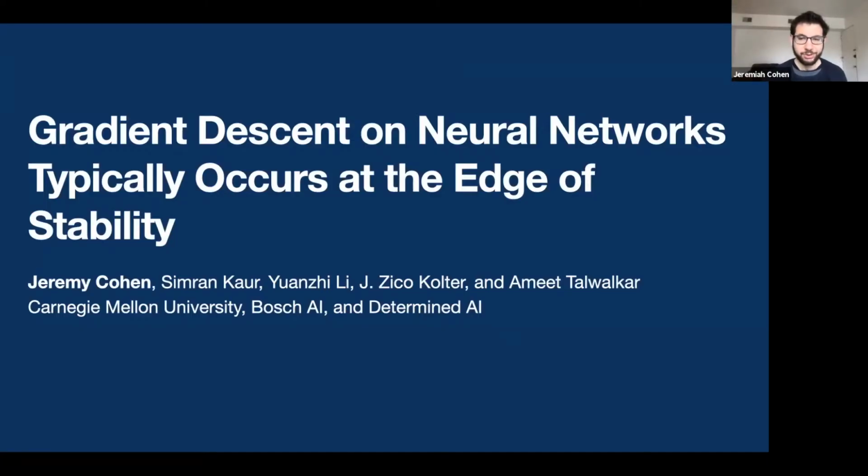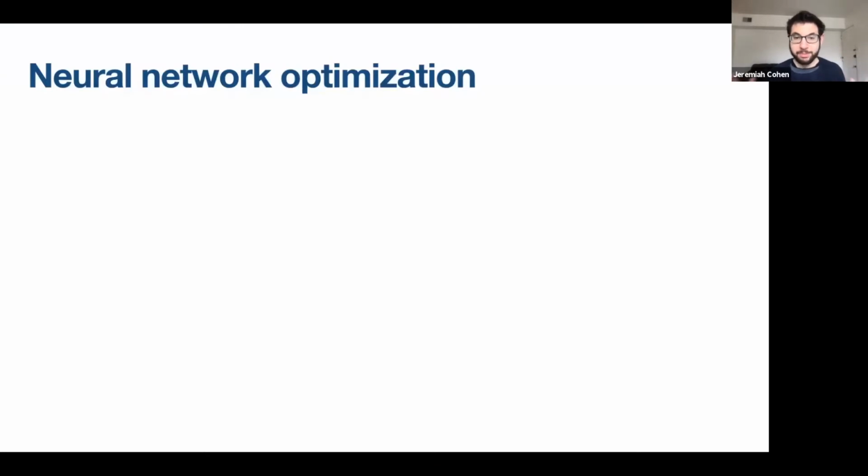So hi guys. This talk is about a paper that was with Simran Kaur, who is an undergrad here at CMU, and Yuanja, Zico, and Amit, who were professors. Okay, so the paper is about neural network optimization.